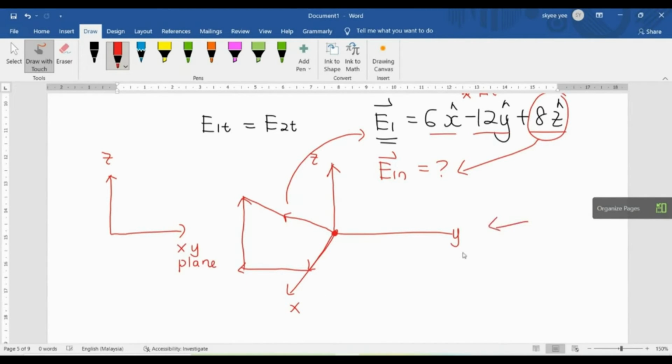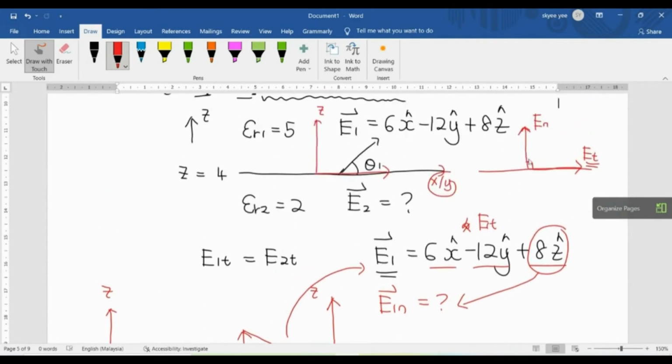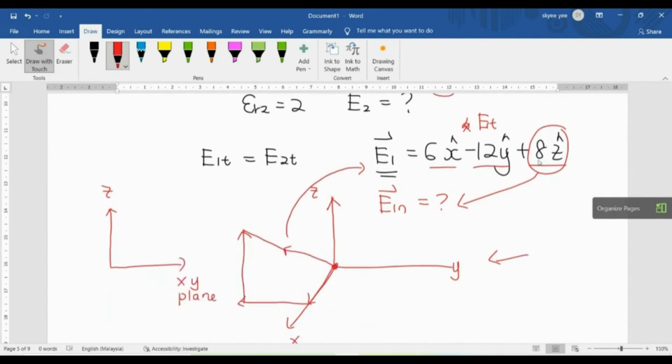You won't see the XY very clear because it's at the bottom, right? Okay, you see from the side. You see this plane, the XY plane. The normal component is the component that has a 90 degree angle with the interface. So this one is 90 degrees with the interface, so Z will be the normal component.